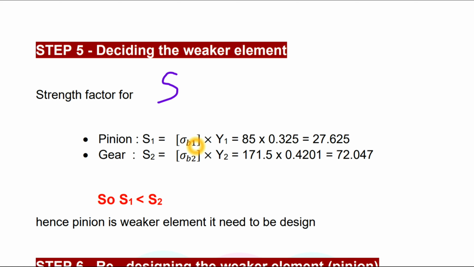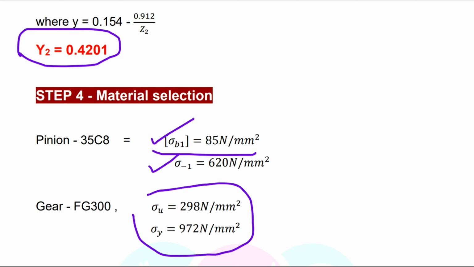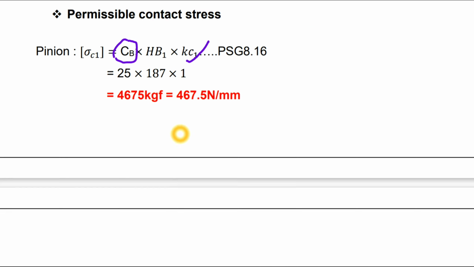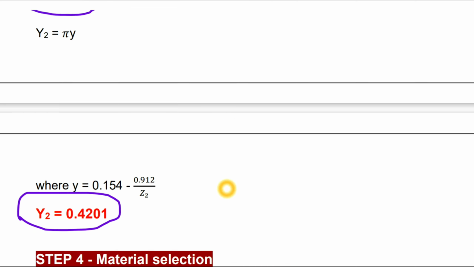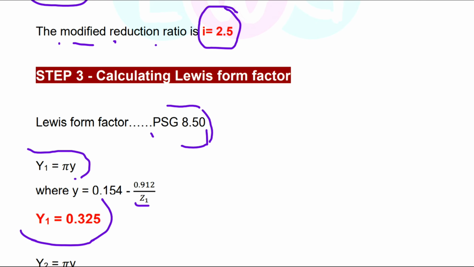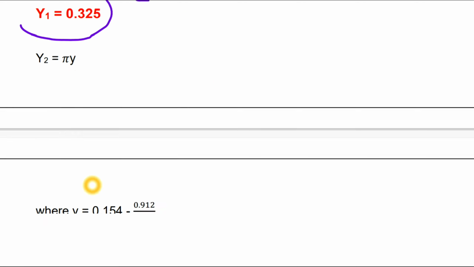Sigma b1 we know for the pinion; sigma b1 is 85. So here it is 85 into Y1. In step number 3 we calculated the Lewis form factor, and Y1 denotes the pinion, so the Y1 value will be 0.325.